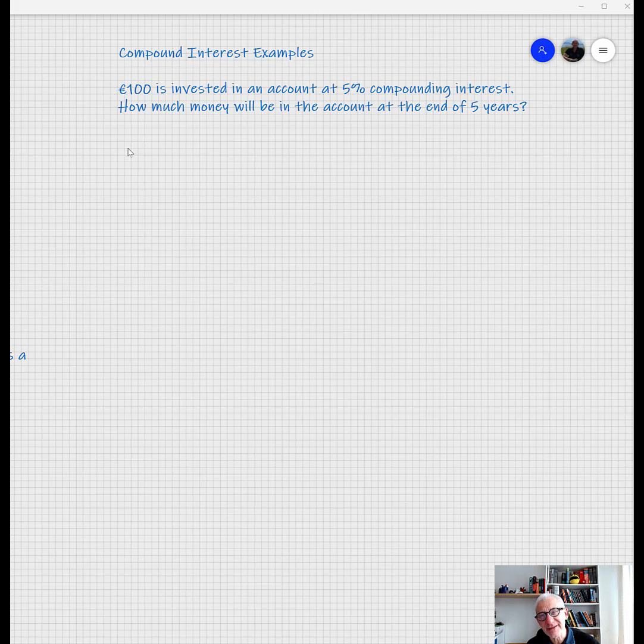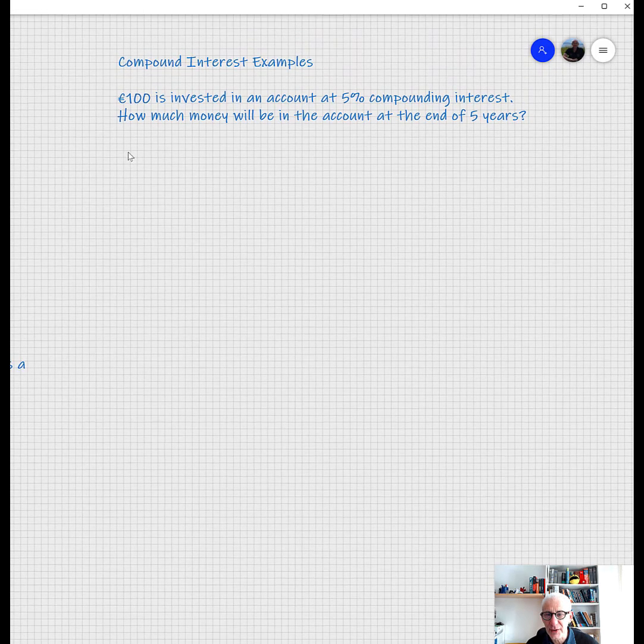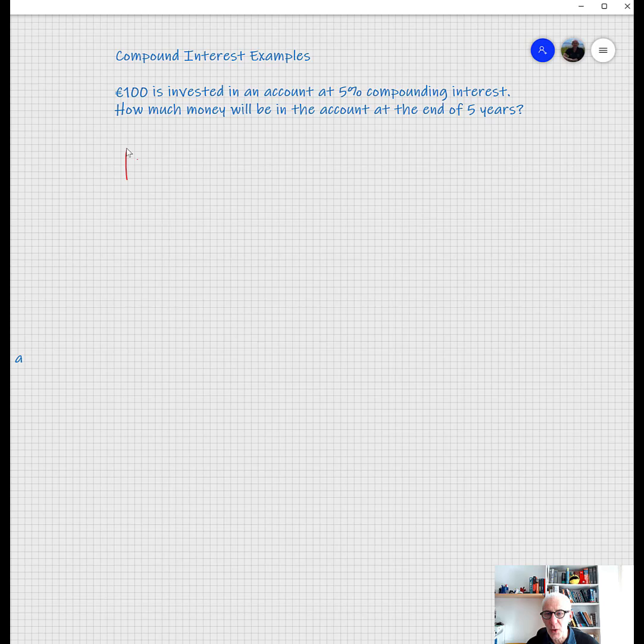100 euros is invested in an account at 5% compounding interest. How much money will be in the account at the end of 5 years? So we're going to put into the account 100 euros, 100 pounds, $100, it doesn't really matter. And we're going to increase the amount in that account by 5% every year, multiplying by 1.05.